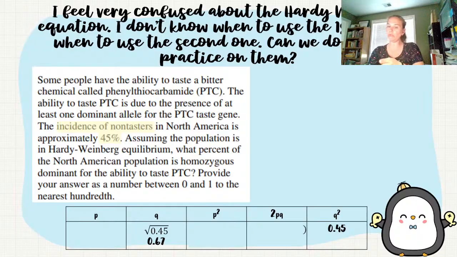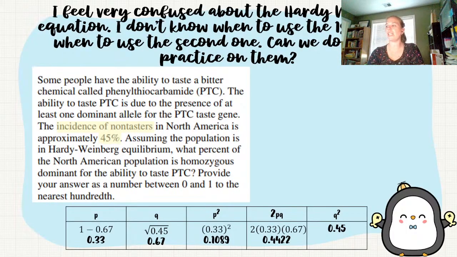Now if I know q, I can find p. How do we find that? 1 minus my q gives me my p. So 1 minus 0.67 gives me 0.33. Now that I know p, I can square that value. So 0.33 squared is going to give me 0.1089. And just for kicks and giggles, we're going to finish our chart. So 2 times p times q is going to give me my heterozygous, which is 0.442.